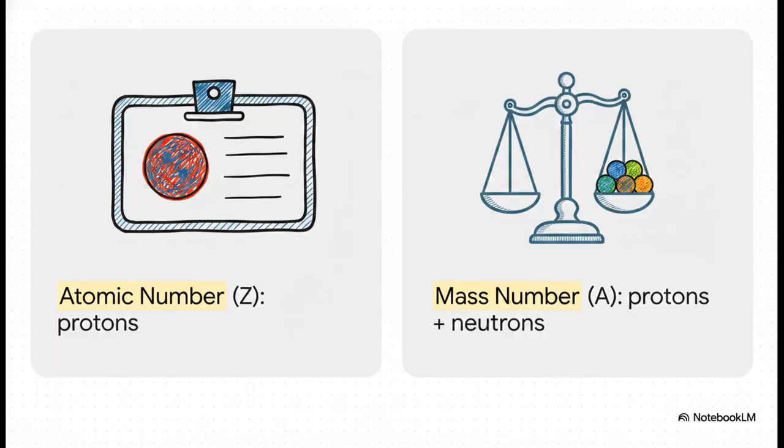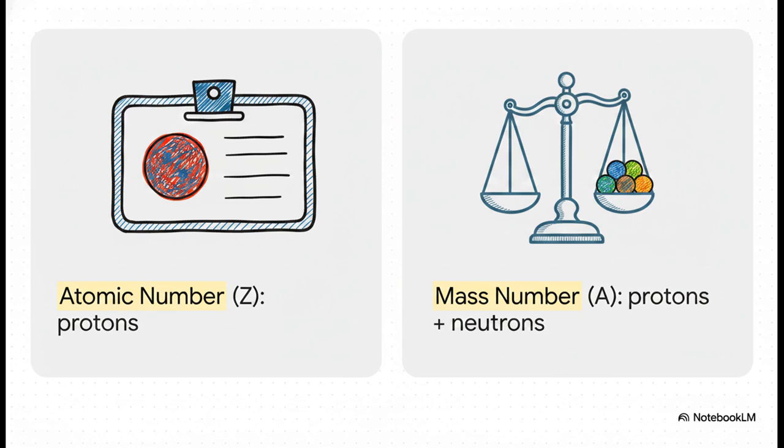Moving right along to Section 2, Decoding Atomic Blueprints, reading the periodic table. So we know what's inside the atom, right? But how do we actually identify specific elements? Like, how do we know if an atom is carbon or gold or oxygen? Well, it all boils down to two absolutely crucial numbers.